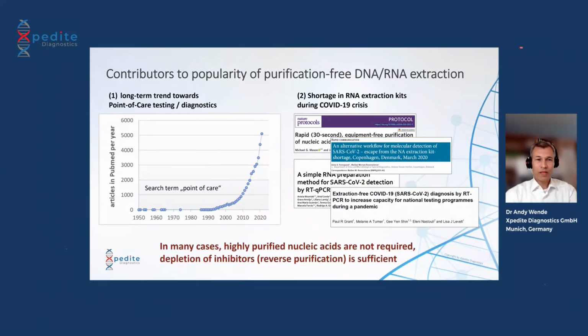And that shows you again, just one more time, that in many cases, it's actually not necessary to have highly purified nucleic acids to run your assay afterwards. But what still is important is that you have to take care, you have to know what your specimen is, what inhibitors you have in the specimen, and how you can deplete them. Usually you use one of these reverse purification methods, which I just showed you before. And then you are ready to go, apply this faster and easier way of extraction, and that is still sufficient for your assay.